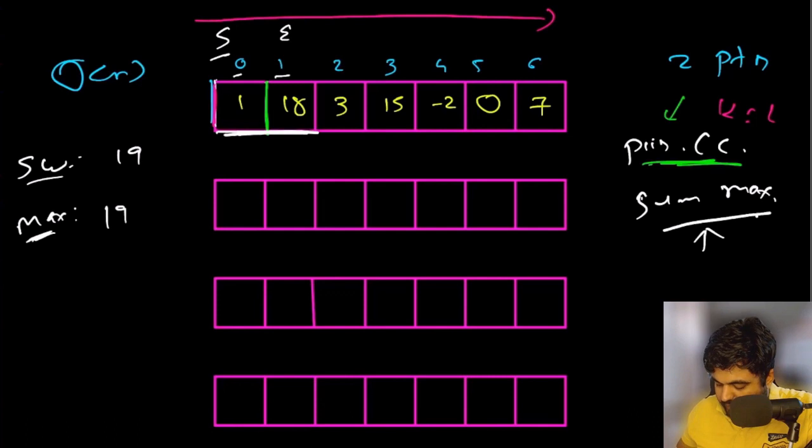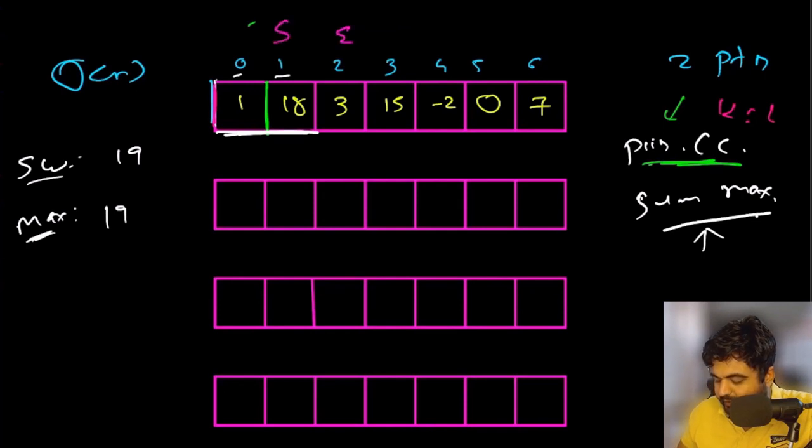Okay, now we need to check other sliding windows. So what we are going to do is start plus plus and end plus plus, so our starting and ending pointers are updated. Now this is going to be our new starting and new ending pointer. So again the values are 18 and 3, but this time we do not need to calculate the sum of both of these values to generate our sum.